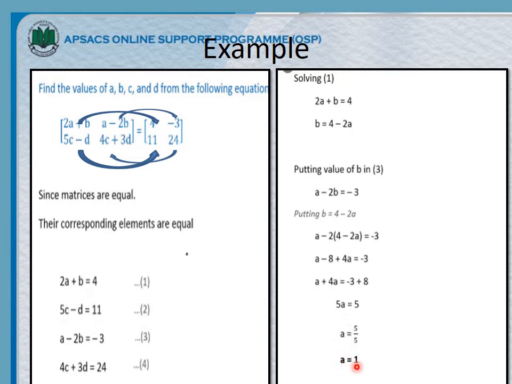So by using the property of equal matrices we will find the values of the given variables, and the first value of the unknown variable is a = 1.